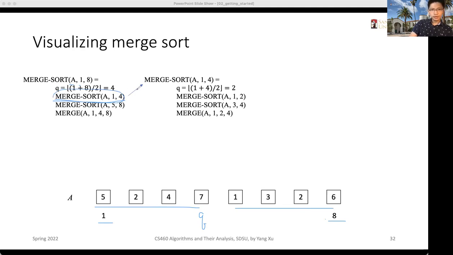Within this subcall of merge sort from 1 to 4, we have to compute another Q within this sub-array. This new Q is the midpoint between 1 and 4, which is 2. Another merge sort will be called on the sub-array from 5 to 2, and the second merge sort will be called on the sub-array from 4 to 7.